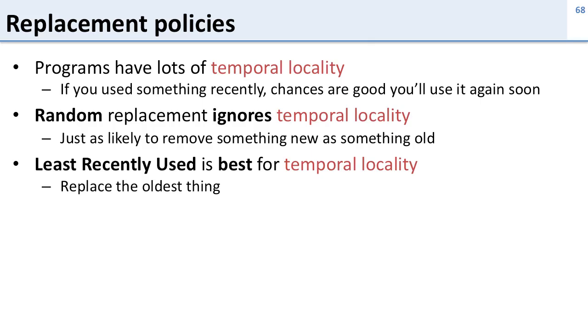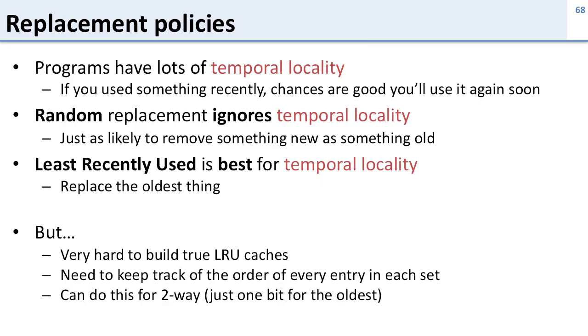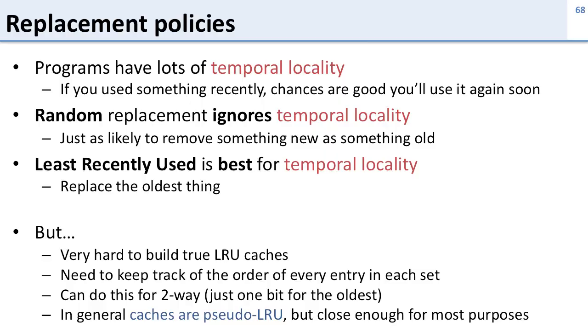So LRU sounds great. And in general, it is very good. And of course, anything that's in general very good has some sort of problems. And the problems are it's hard to build. So if you wanted to build a real LRU cache, you'd have to keep track of exactly in what order every entry was put into the cache. And this is very hard to do. If you only have a two-way cache, well, then you just need one bit to keep track of which is the oldest. But if you have higher associativity than that, you need lots of bits and it's very complex. So what people do in general is they build pseudo-LRU caches. These are caches that are kind of LRU and are generally close enough for most purposes, but are a lot easier to build.